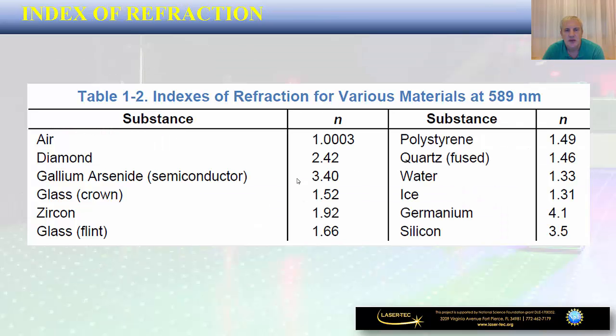Here we have a table that presents some of the indexes of refraction of the most popular media used in the field of photonics. For the case of air, the index of refraction is very close to 1. And then we have diamond with an index of refraction of 2.42, gallium arsenide used in semiconductor technologies, and then we have glass, zircon, etc. So all these different media that you can see here have different indexes of refraction.